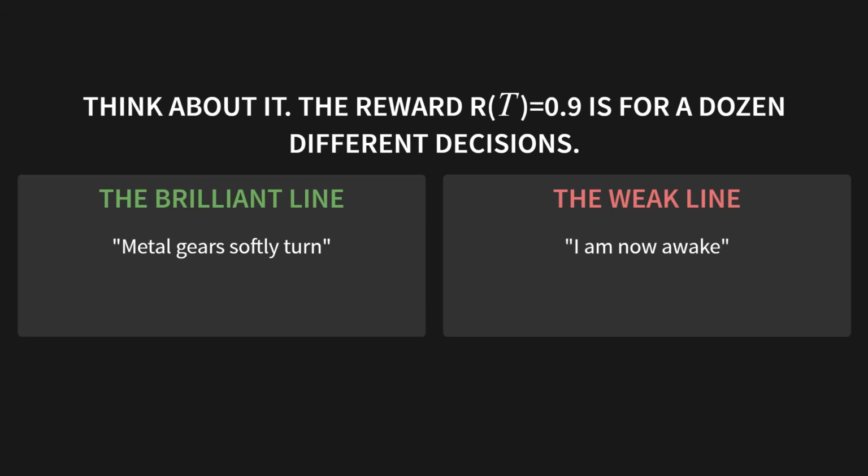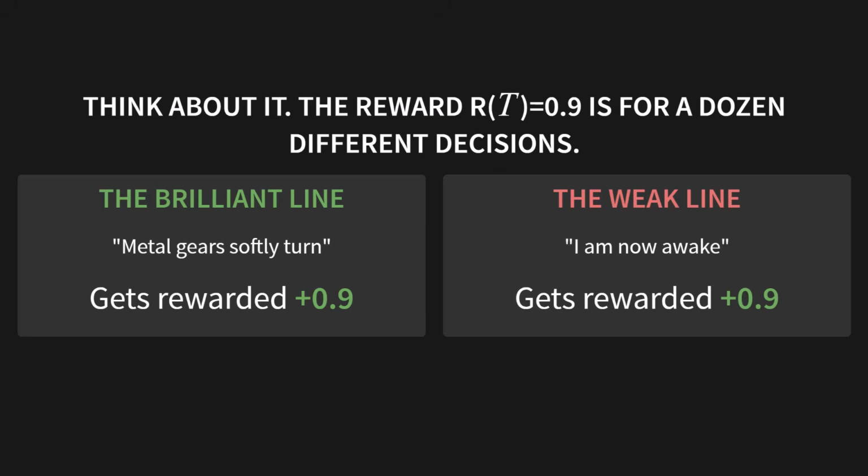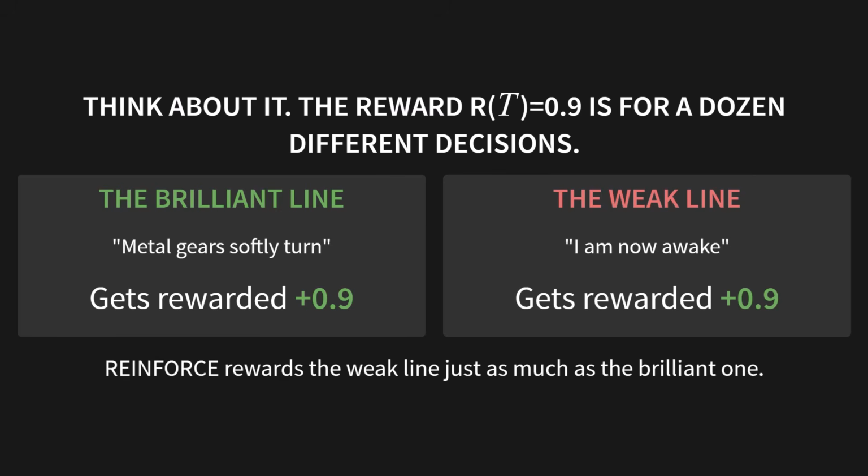What if one part was amazing and another part was meh? For example, "metal gears softly turn". Maybe that was a brilliant, creative line. It gets rewarded with a score of plus 0.9. But what about the last line? "I am now awake." That's a bit generic, maybe a bit weak. REINFORCE rewards that weak line just as much as the brilliant one, plus 0.9.